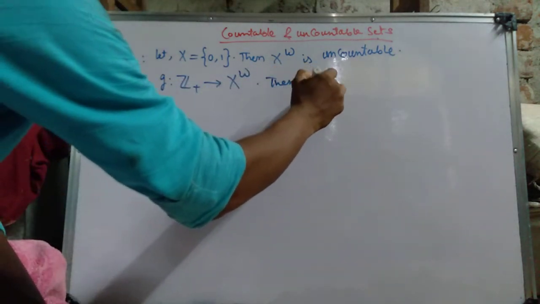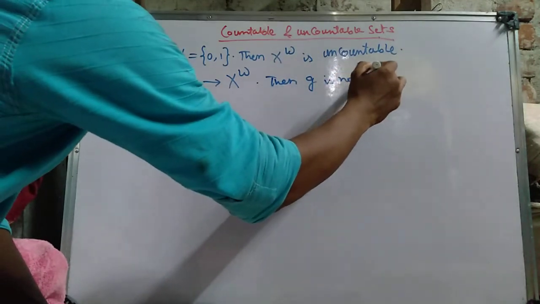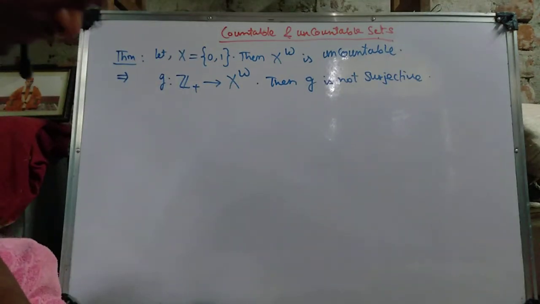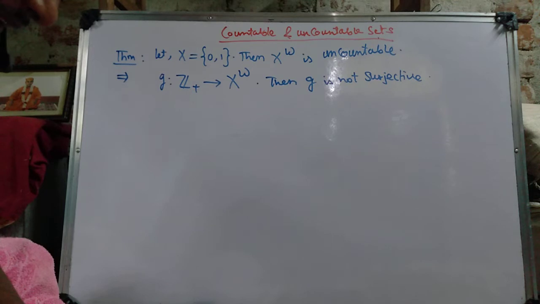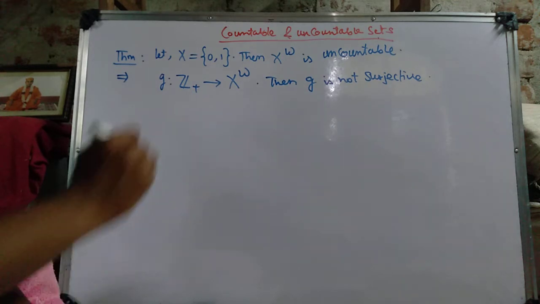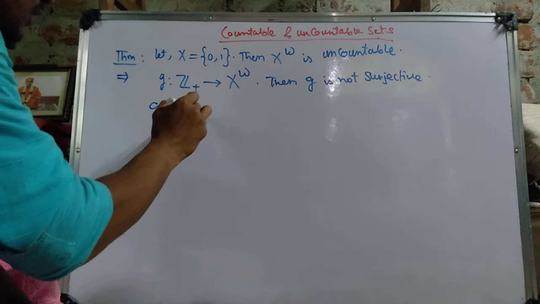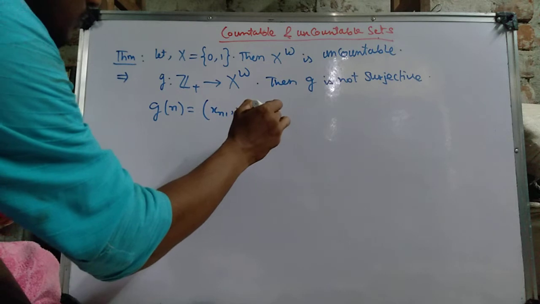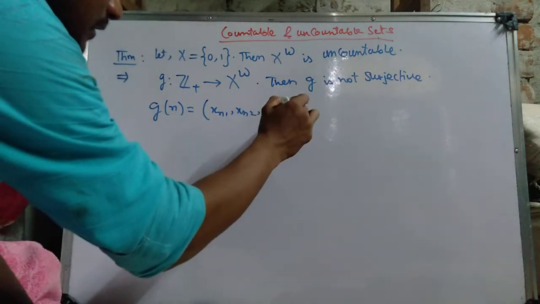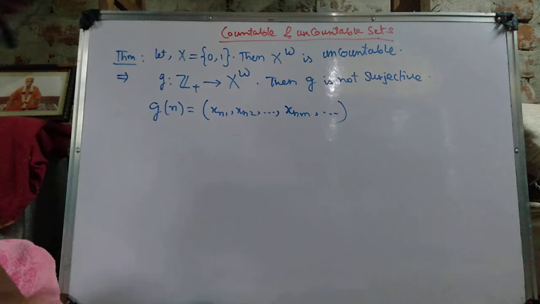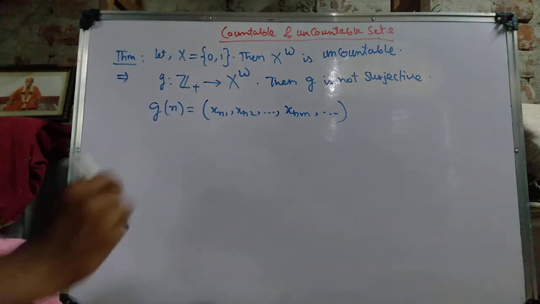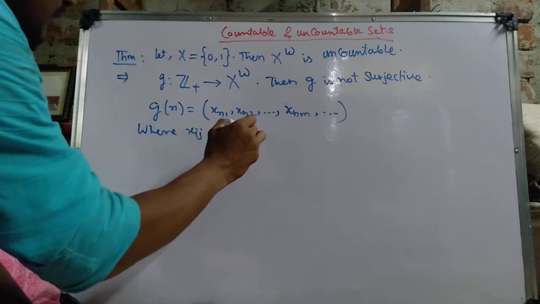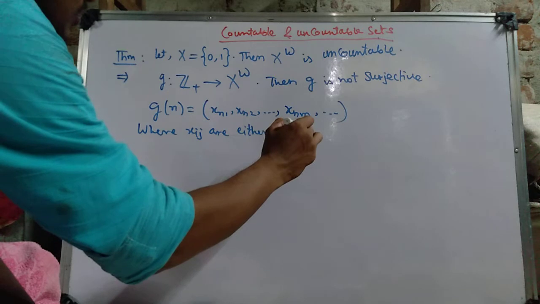Then g is not surjective. For this purpose, let us denote Gn as follows: Gn equals xn1, xn2, ..., xnm, ..., where the xij are either 0 or 1.